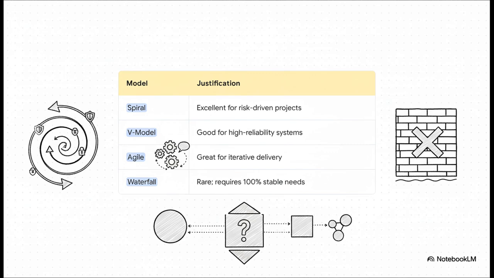Well, remember that spiral model? The one obsessed with risk? That looks like a really good fit here. Agile is also a great option, especially for getting those new features out quickly and listening to users. You might even look at something like the V model, which is all about intense testing. But waterfall? Probably not. Banking rules can change in a heartbeat, so a rigid plan would be a disaster.